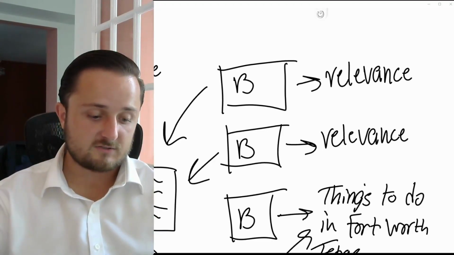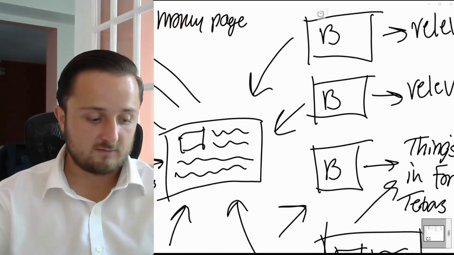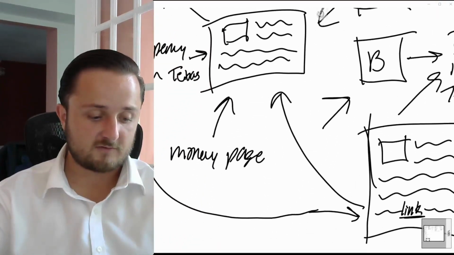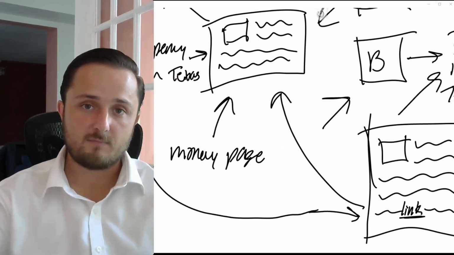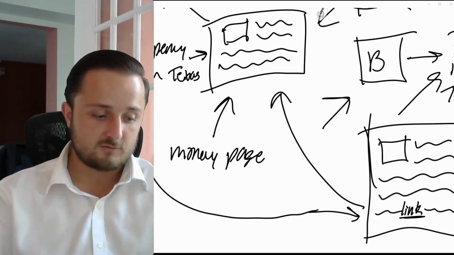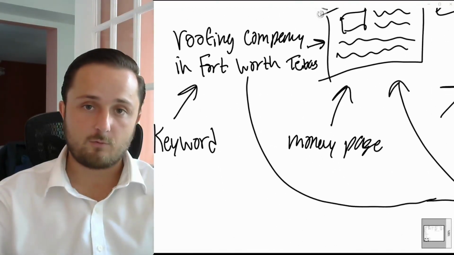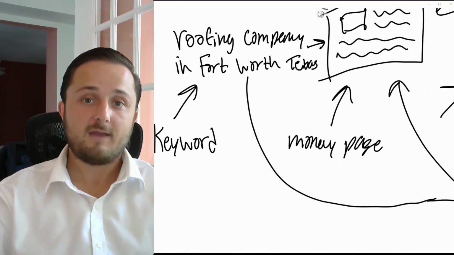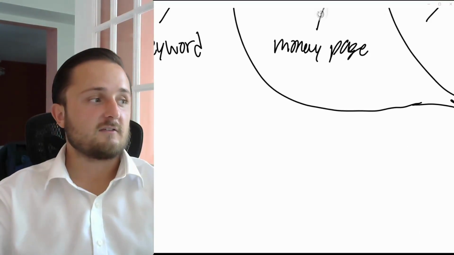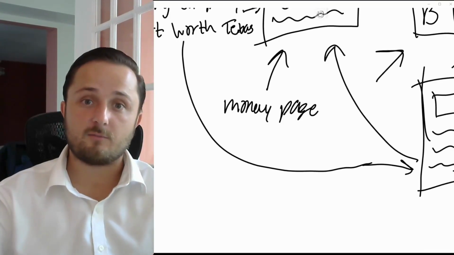Now, these blog pages may just have relevant content about roofing that are also going to link back to this money page. And this is how we're going to start siloing to our money page. This is going to help boost its rankings in search for whenever someone searches for roofing company in Fort Worth, Texas. Our page is going to start appearing higher and higher in search. Now, this is going to stop at a certain point. That's when you need to start considering backlinks or other methods.